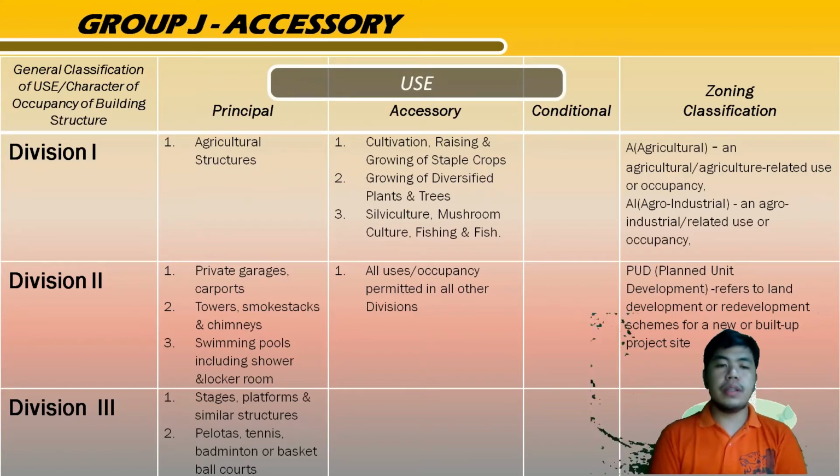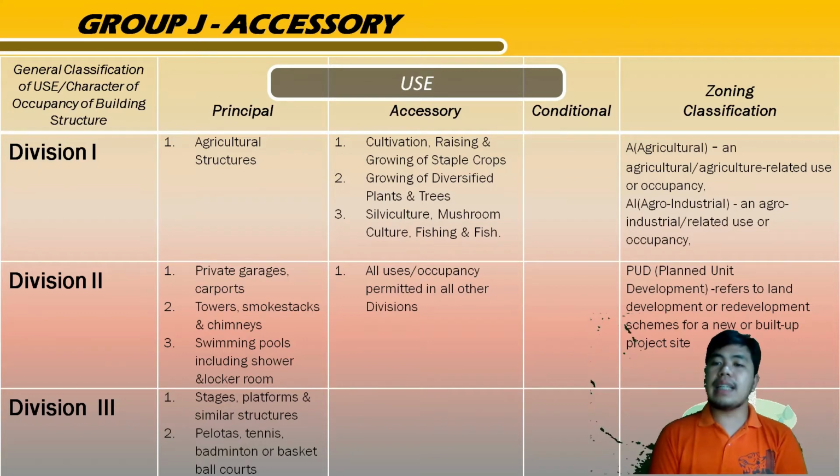In Division 2, we have private garages and carports, tower smokestacks and chimneys, swimming pools including shower and locker rooms. And in Division 3, we have stages, platforms, and similar structures, pelota, tennis, and badminton or basketball courts. And in Accessory, in Division 1, cultivation, raising and growing of staple crops, growing of diversified plants and trees, silviculture and mushroom culture, fishing and fish. And for Division 2, we have all uses and occupancy permitted in all other divisions.